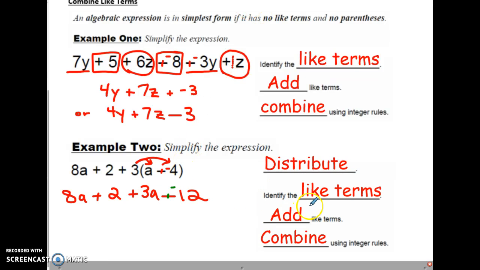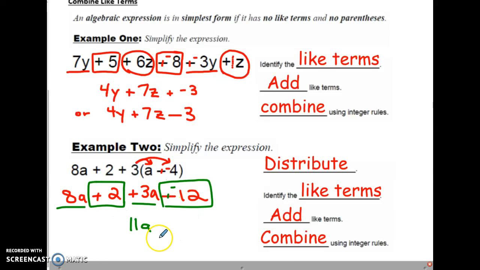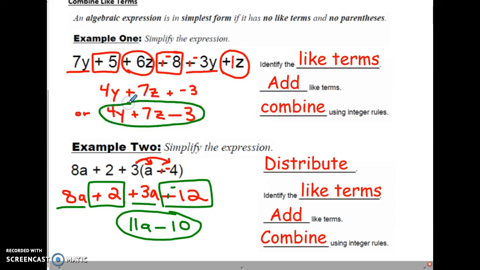And we may do that because now we realize we have like terms. We have some a's to add together, so 8, 9, 10, 11 a's. And then back here, we've got some constant terms. So we've got to combine our positive 2 with our negative 12. So we should end up with this nice 2-part answer. You know that sometimes you'll get a 3-part answer. Very rarely will we get a 1-part answer, but it is possible. And that just depends on how many different variables and constant terms that we have.